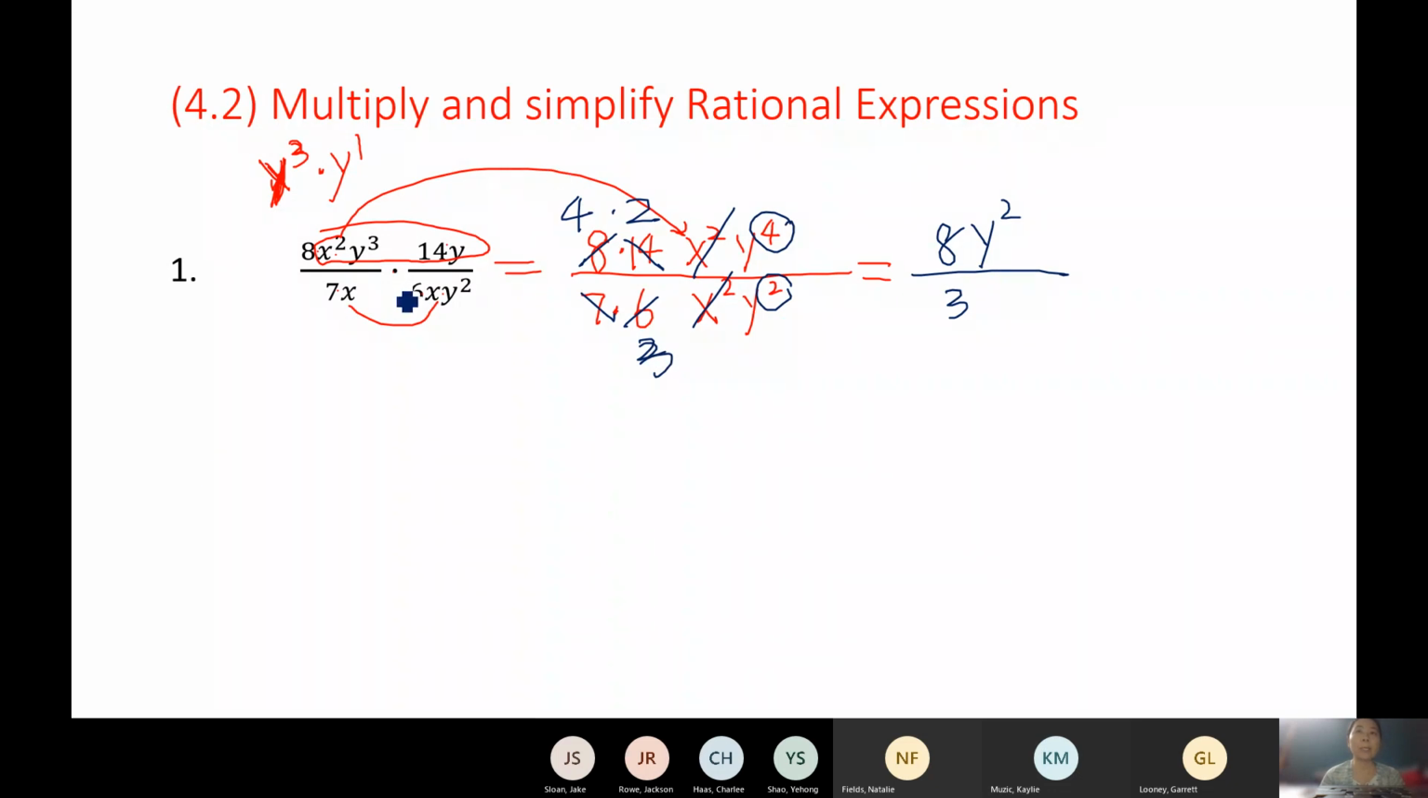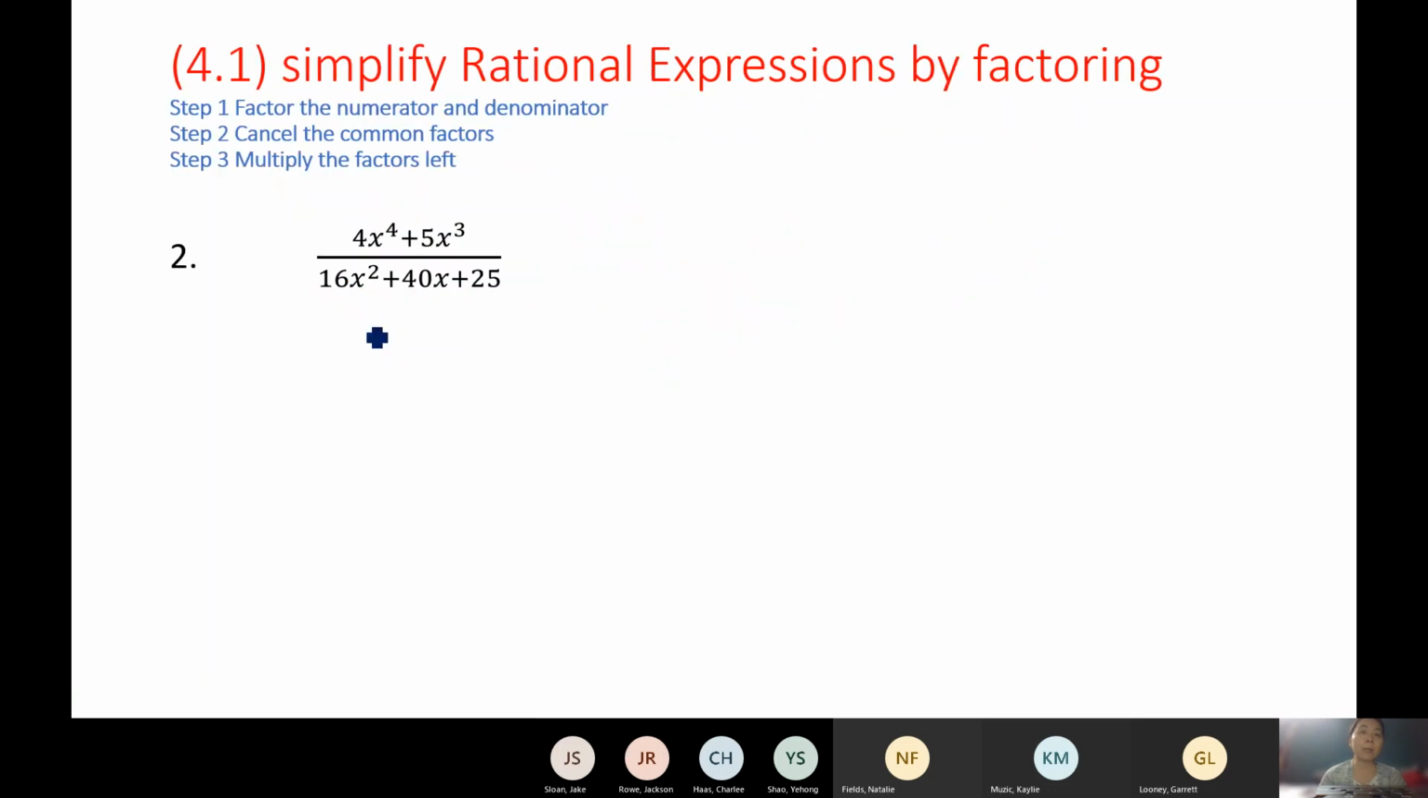In this question, we didn't have to do any factoring because everything is already a factor. 8 is a factor, 14 is a factor, x squared, y to the 4th. You can cancel factors out directly. But in the second example, we cannot cancel them directly because we have plus, plus, and a plus. These plus signs will stop us from canceling anything out because they are not factors. 4 is not a factor of the top. It is a factor of the first term, but it's not a factor of the top.